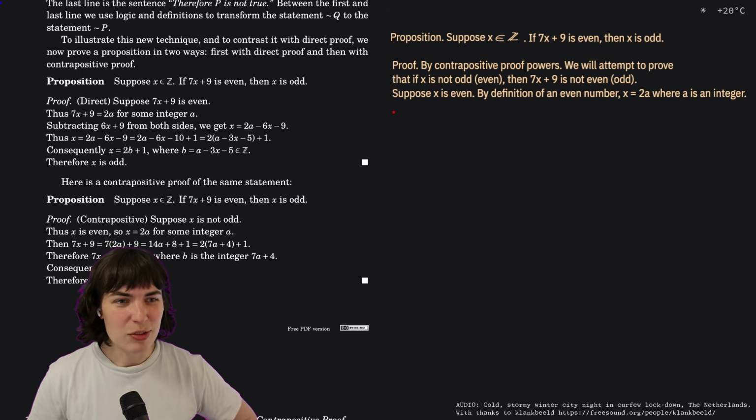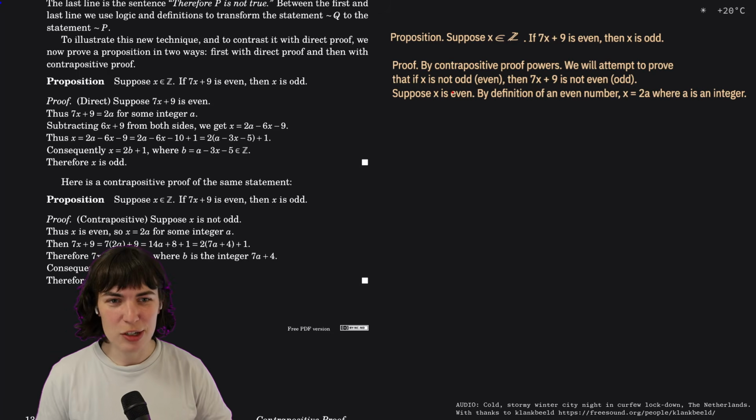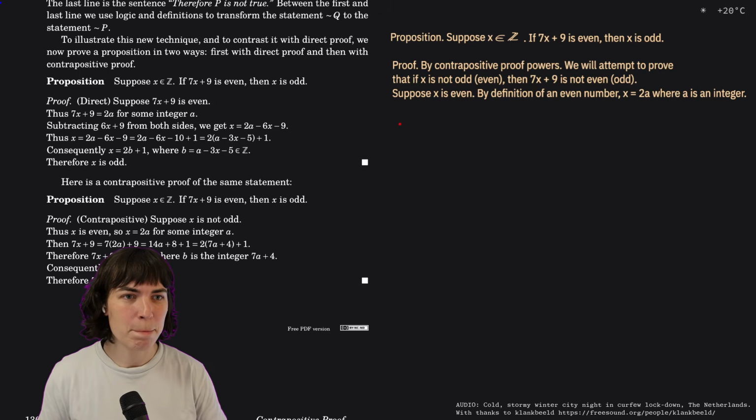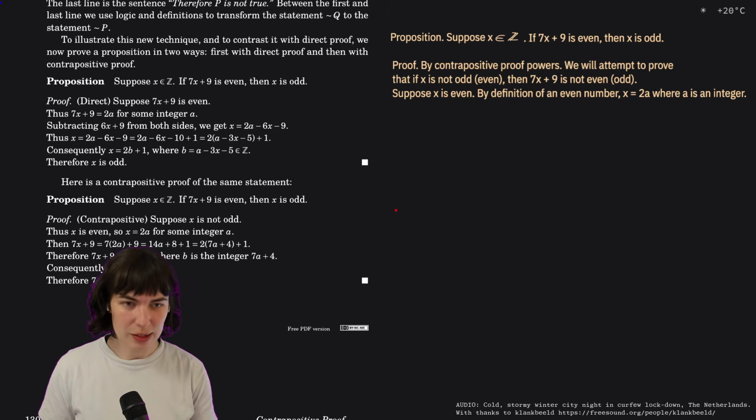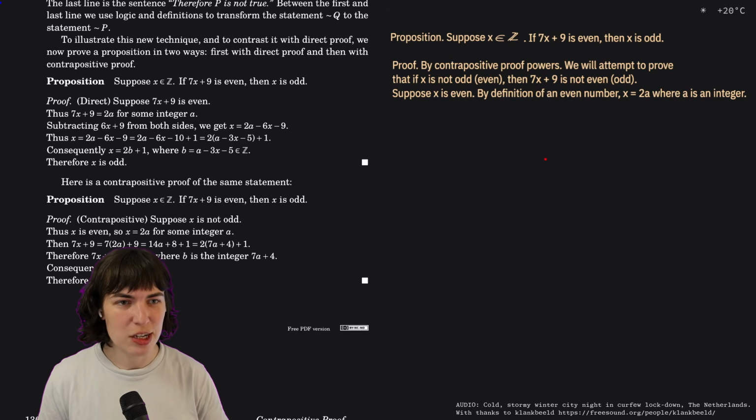Okay, suppose x is even. By definition of an even number, yeah. Okay, then I need to mess around with this a bit. So let's say, oh yeah, and I then need to, yeah, we're going to end up with trying to get to, I mean, let's just sketch this out. We're going to try to get that this is odd.